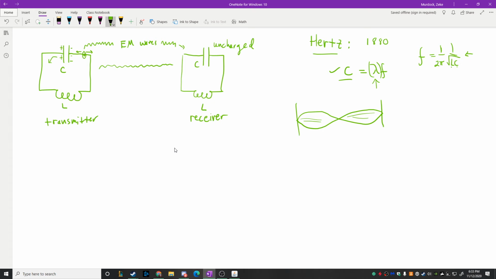And I should be a little more clear about what he actually did. What he did was he used a system where he had a spark discharge gap.